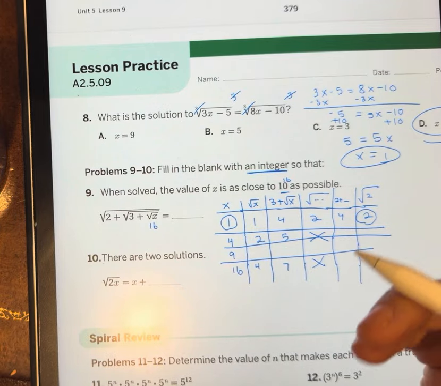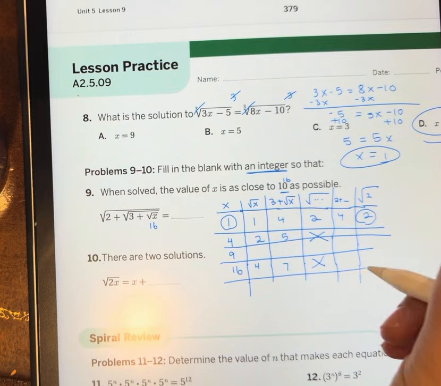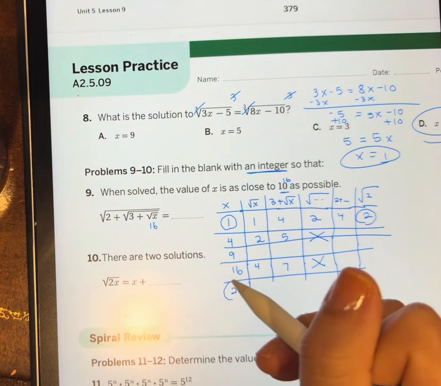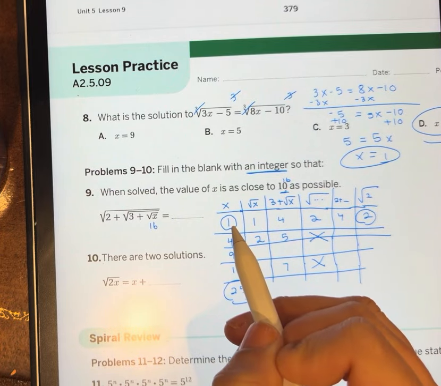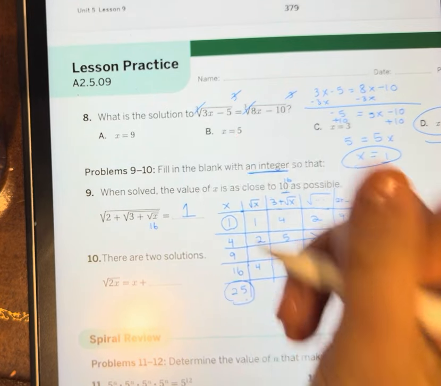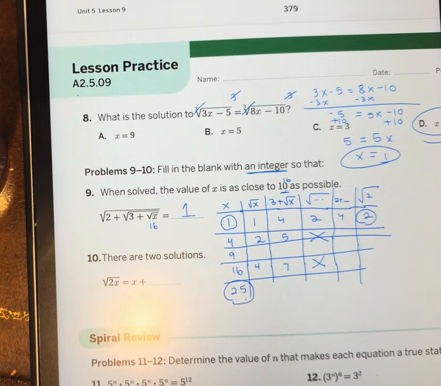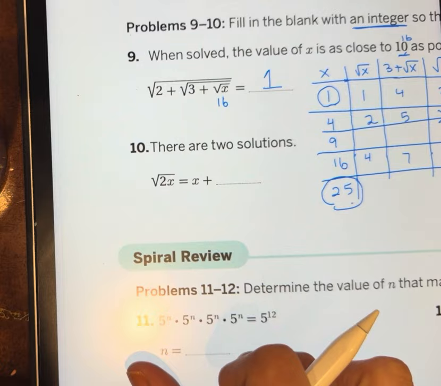And then the next perfect square after 16, I'm not really going to bother you guys. It's 25. However, 25 is already further away from being 10 than 1 was. 1's the only one that is as close to 10 as possible. So, yeah. Interesting. Yeah, I buy it. I think that's good.